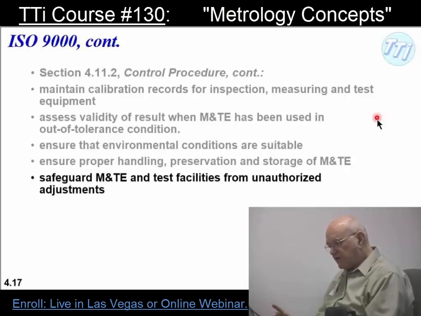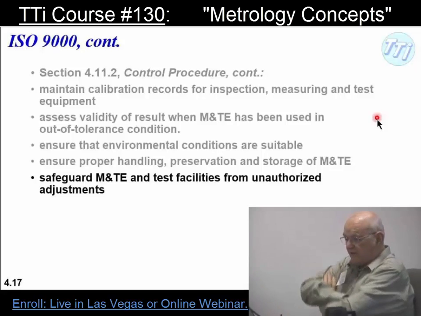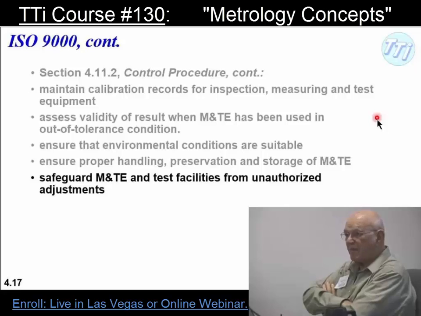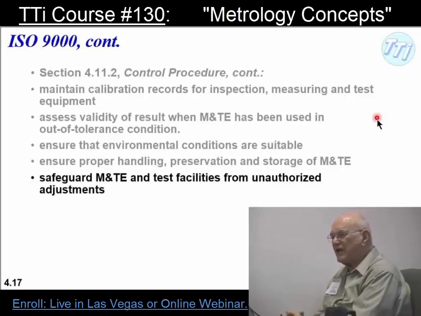Now here's something. Safeguard M&TE, measurement and test equipment, and the test facilities from unauthorized adjustments. Meaning that not anybody can go in. So you've got to be careful of this, because a lot of people, just to get by, they'll break the seal, they'll go in and make some changes and come back out. I've seen it happen. I'm sure you still see it happen. So you've got to be very concerned about this.